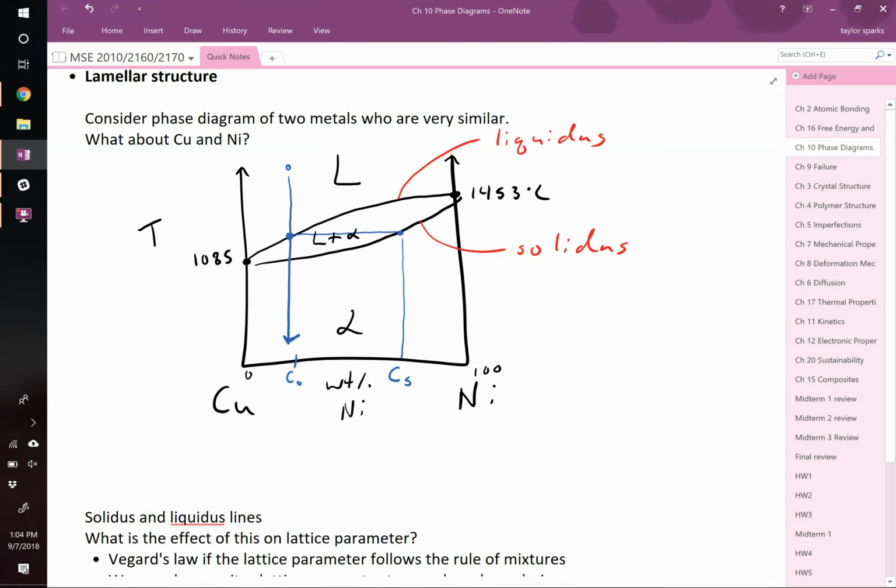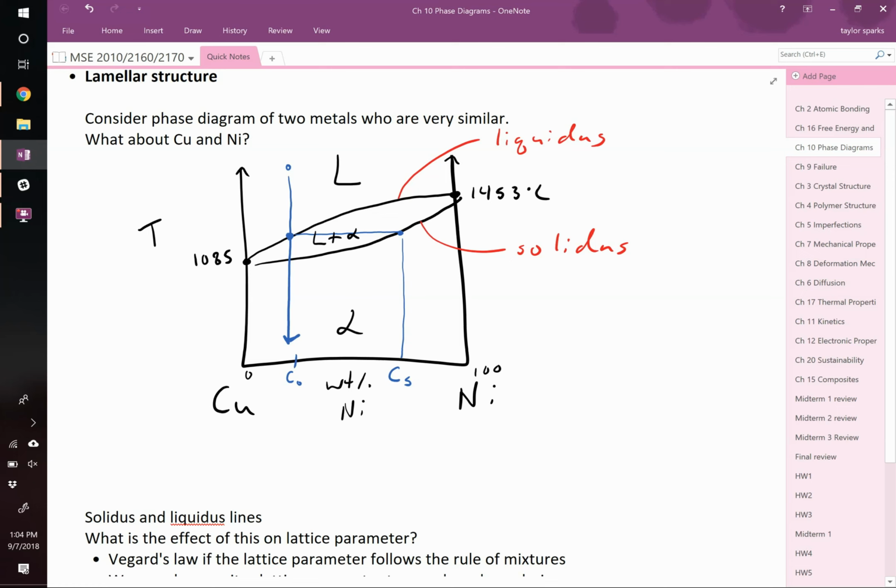So you're cooling this thing down. When you get to whatever this temperature is, 1200, 1100, whatever that is, the very first solid that forms is a different composition than what you started with. You started with 25% nickel atoms, 75% copper. But when you first form a solid, it's much more rich in nickel. It's almost the exact opposite, maybe 75% nickel, right?